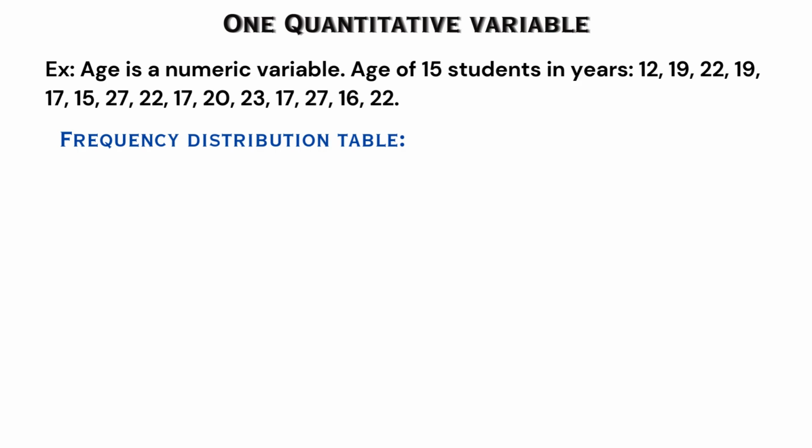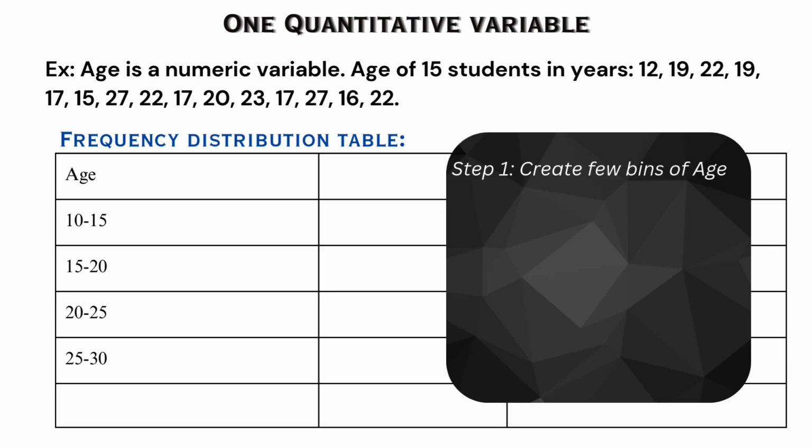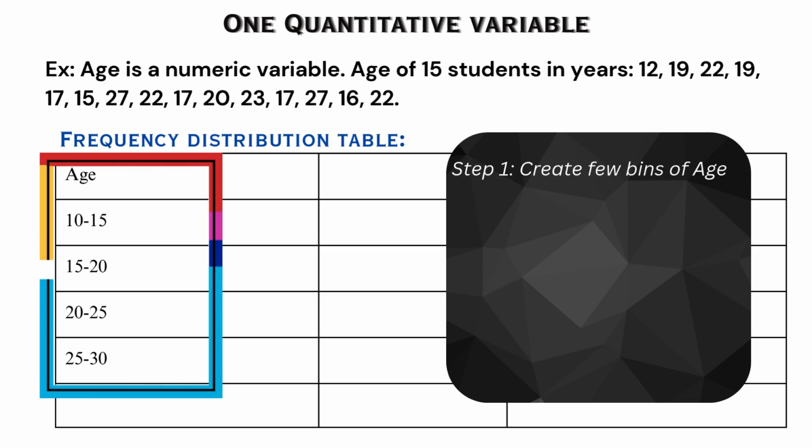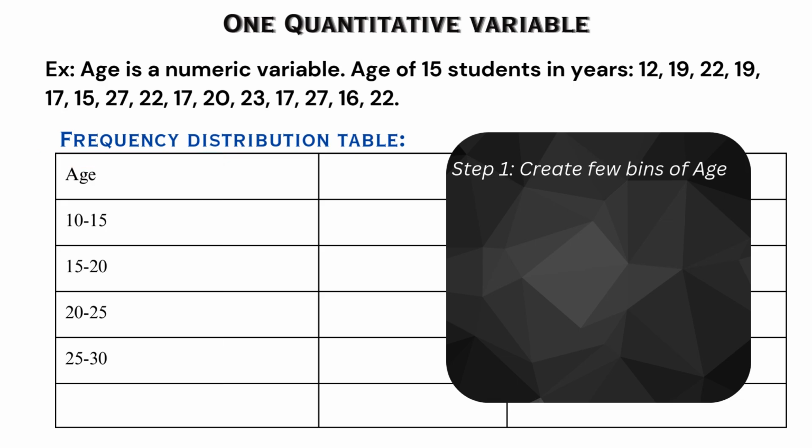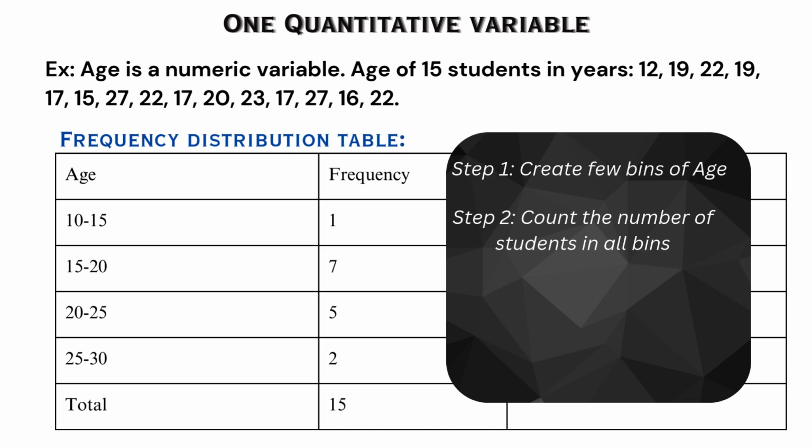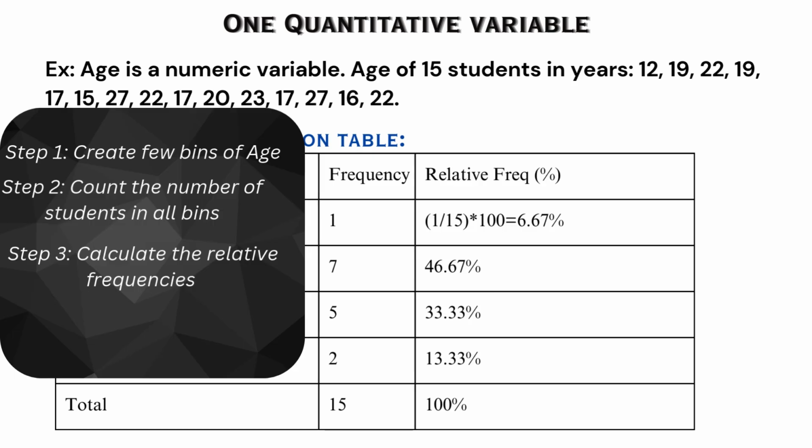To create a frequency distribution table, first we create a few bins, or classes of the numeric variable age. I have taken 4 bins, 10 to 15, 15 to 20, 20 to 25, and 25 to 30. The bin, 10 to 15 means, age is 10 or more, but less than 15. Remember, bins must not overlap. In step 2, count the frequency or the number of students for all bins. In step 3, calculate the proportions.